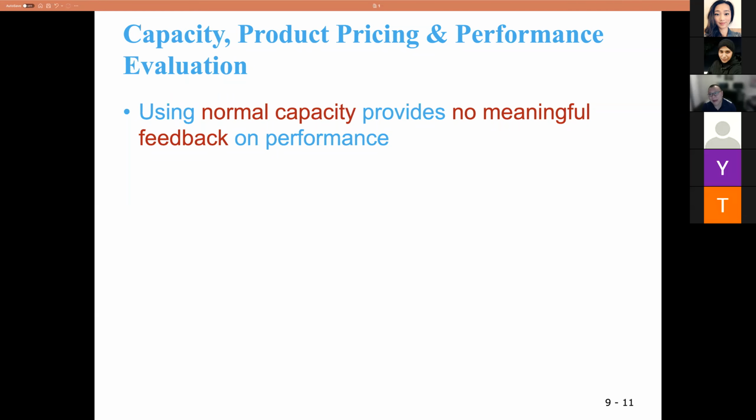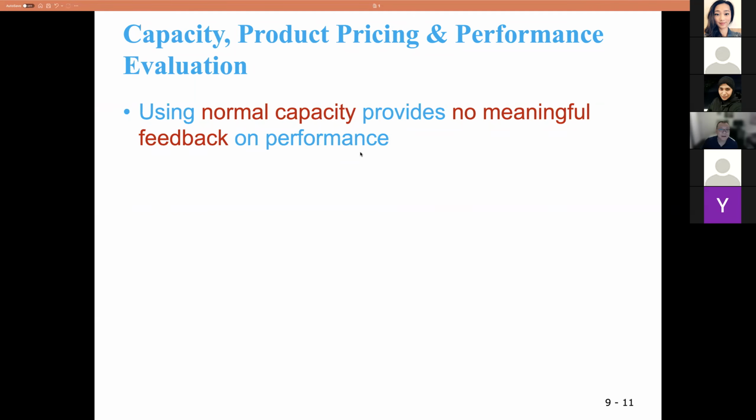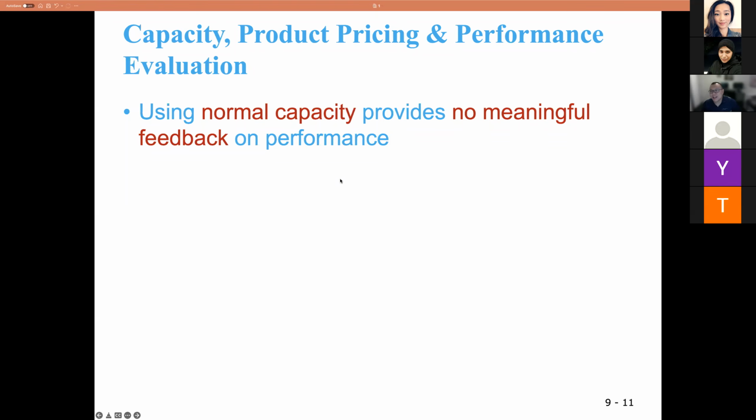So when you use normal capacity, it provides no meaningful feedback on performance. Why? Because there's no fluctuations in time. Okay, yeah, you're getting there. I see what you are trying to say. It's close. The information's not relevant by the time it gets to you. Yeah, it's not about helpful, it's about timing, right? Yeah, it is about timing.